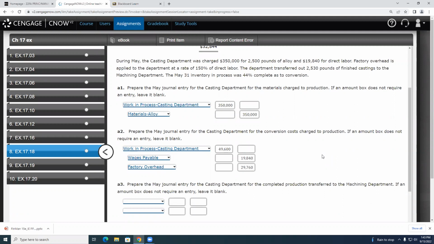So again, if you look at that hand-drawn flow chart, you can see that wages payable, or the direct labor wages, are going directly into work in process, and the factory overhead makes a quick stop in the factory overhead account before it gets applied based on that predetermined overhead rate. And we learned in the last chapter, in chapter 16, how to do that.